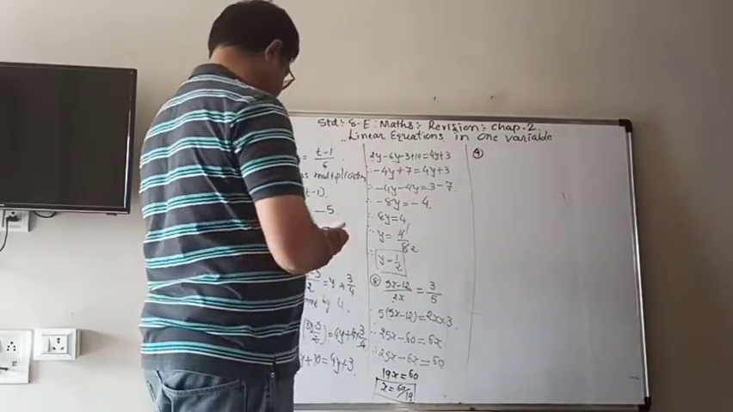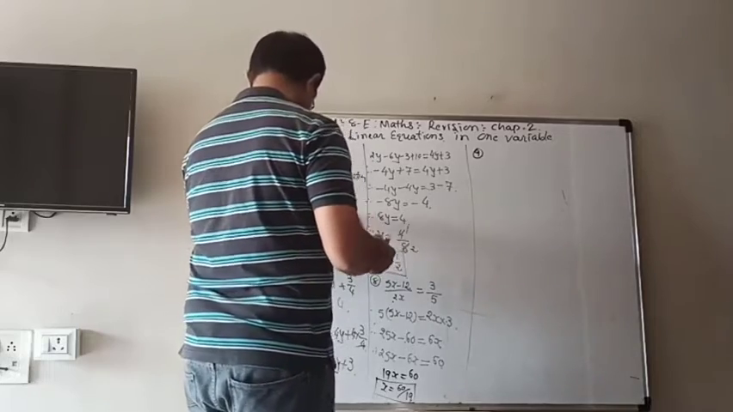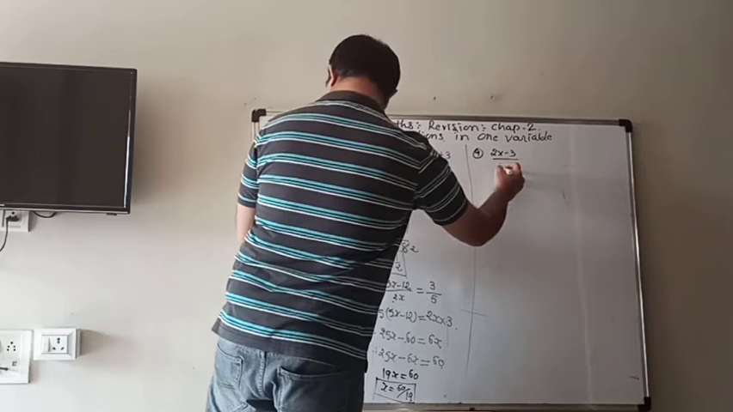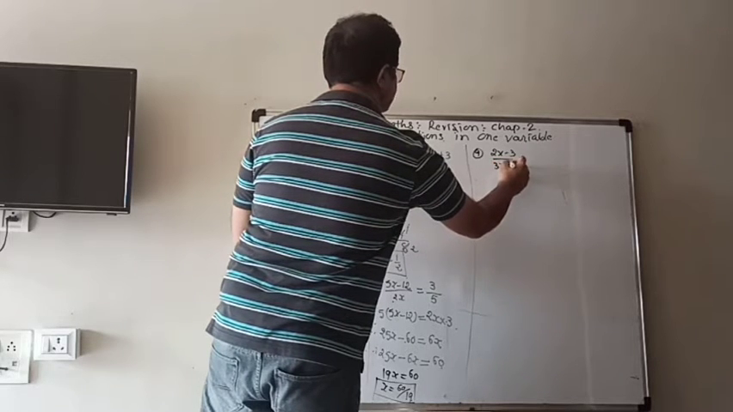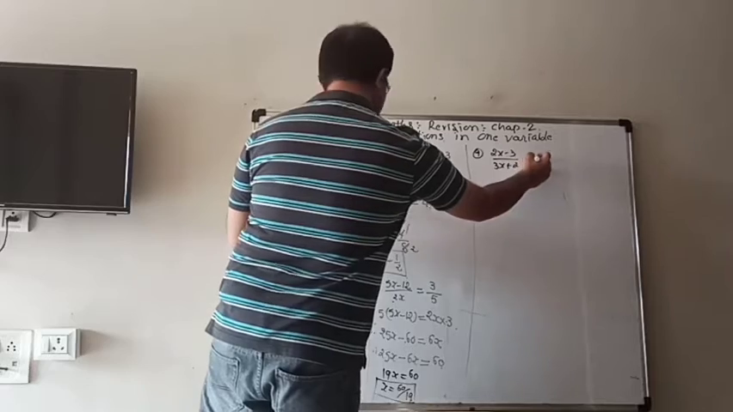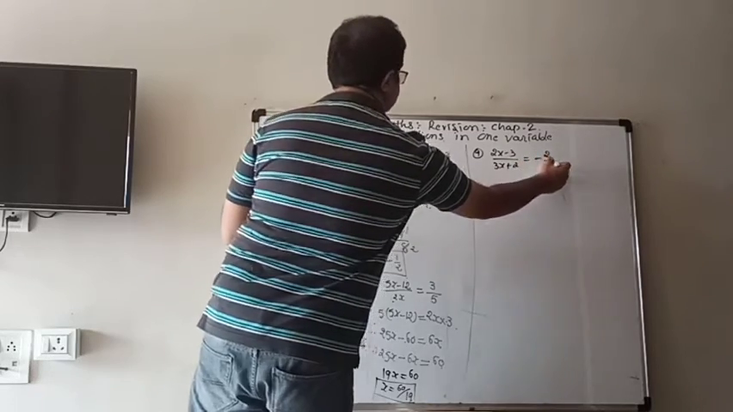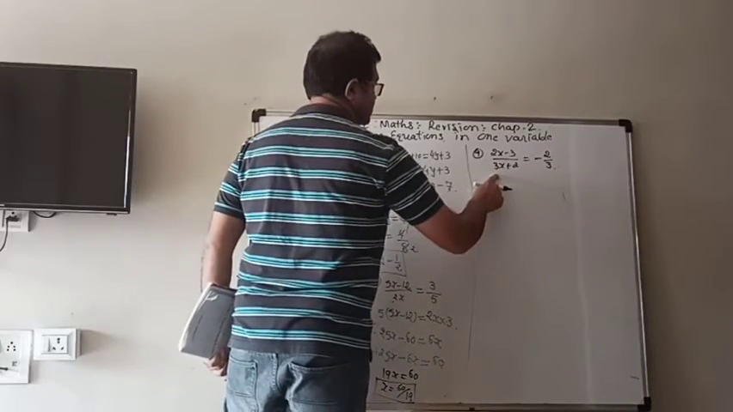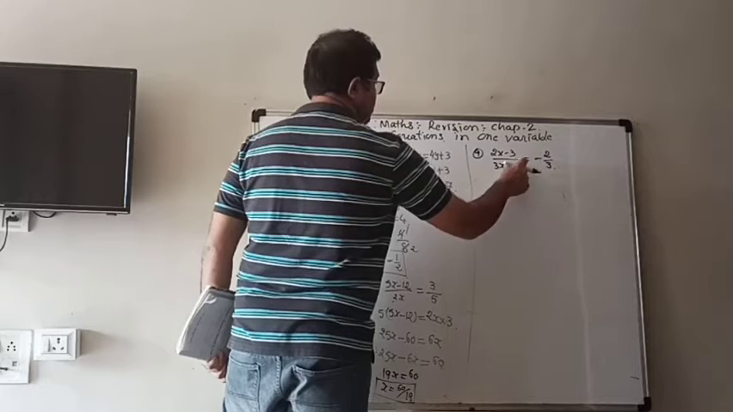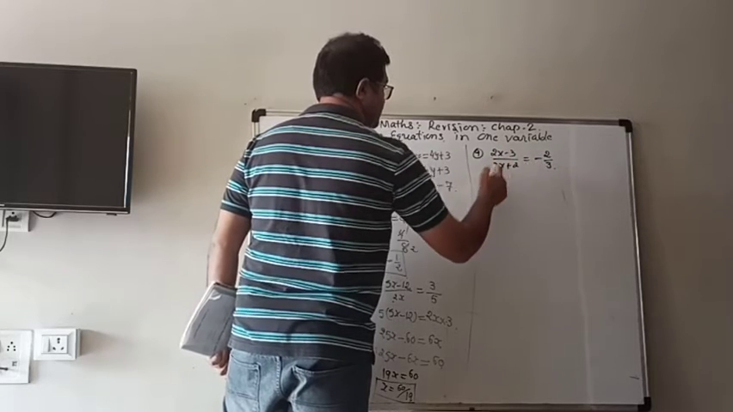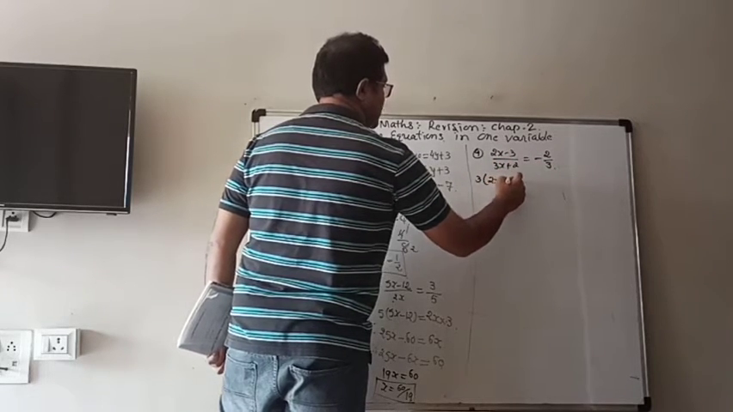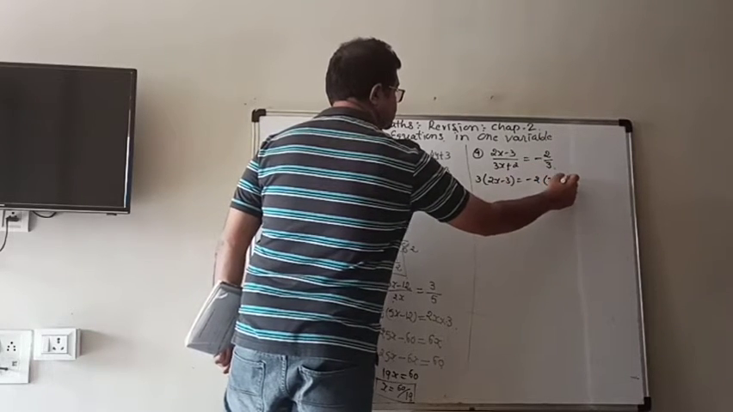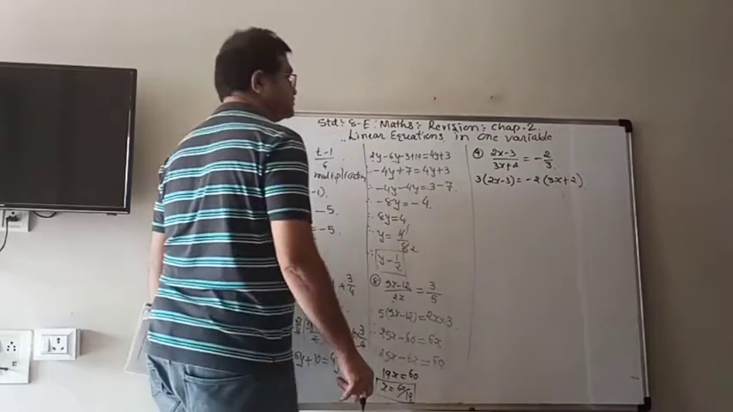Next sum. (2x minus 3)/(3x plus 2) is equal to minus 2/3. So here also we can do the cross multiplication. That minus sign we can take with any of them. So here 3 into bracket 2x minus 3 is equal to minus 2 into bracket 3x plus 2.